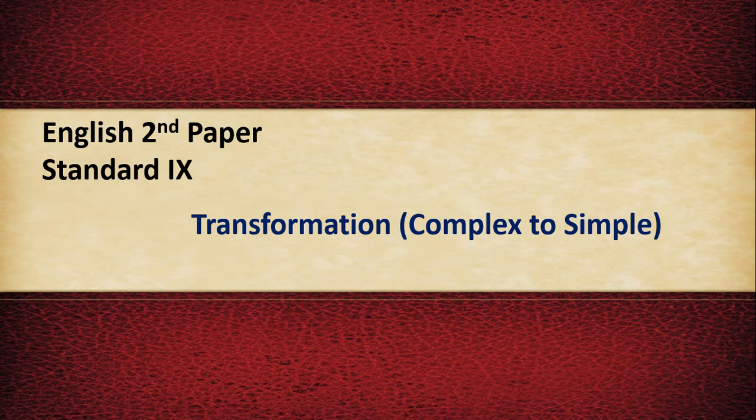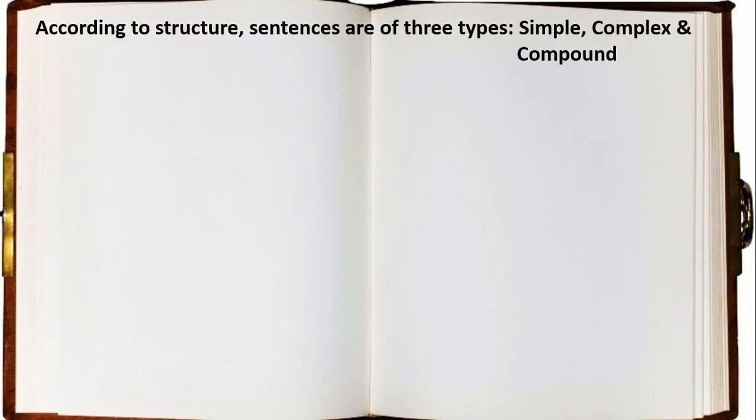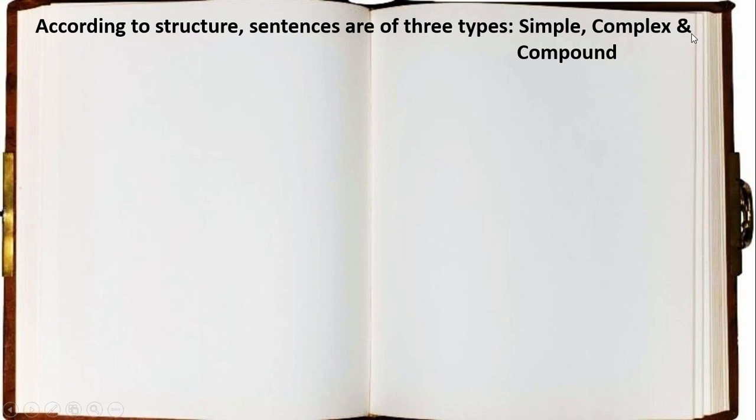Our today's topic is transformation of sentence, complex to simple. In the last class, we had discussed different types of clauses. Today we'll start from the definition of sentence. As you know, according to structure, sentences are of three types: simple sentence, complex sentence, and compound sentence.